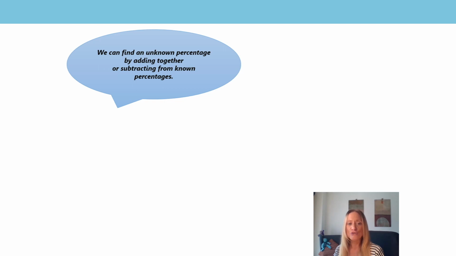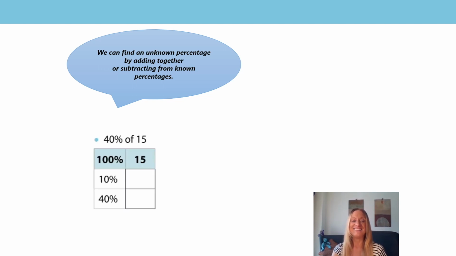We can find an unknown percentage by adding together or subtracting from known percentages. So like in the last example, if we wanted to find 90% of the whole amount, we could subtract 10% if we know what 100% is. So it's really, really useful. But actually, I'd like you to have a go now at finding these values yourself in a ratio table. Do you think you're ready to have a go? I think you are. So we want to find 40% of 15.